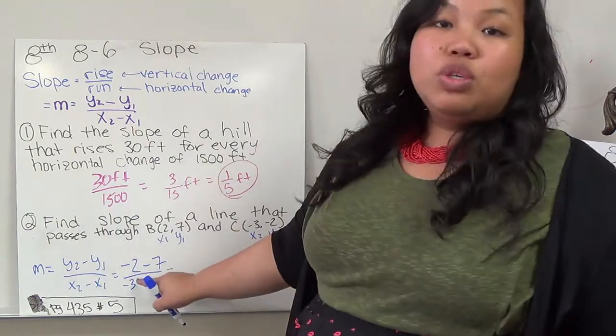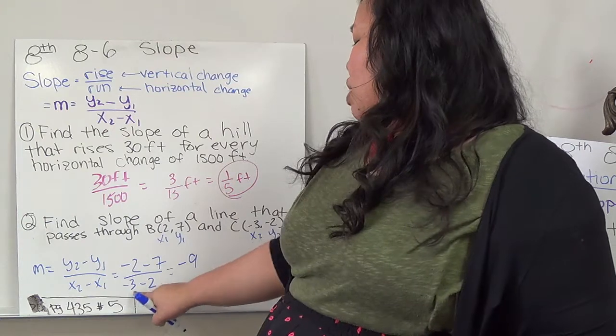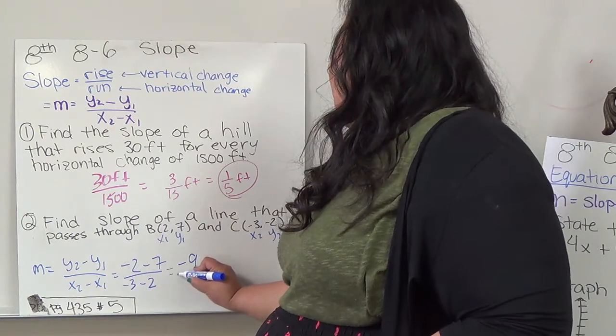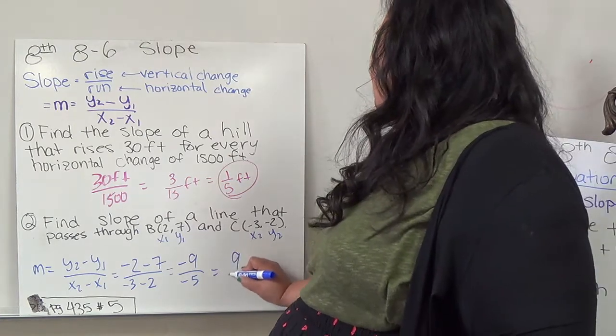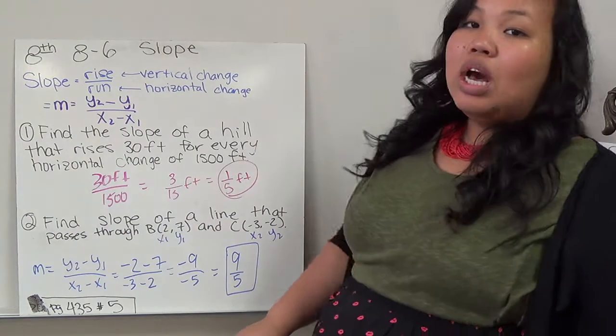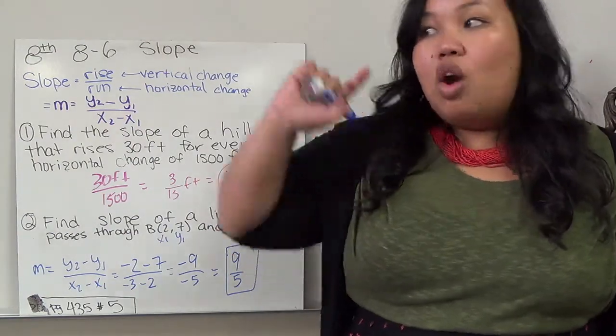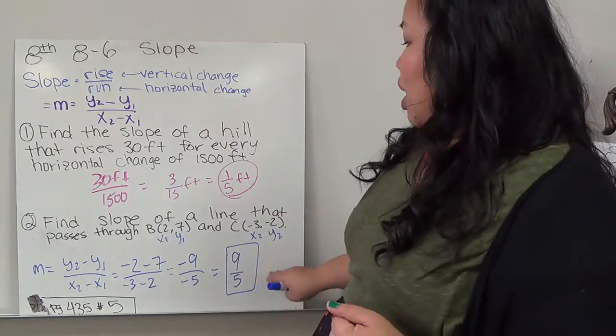So, negative 2 minus 7 is negative 9. Negative 3 minus 2 is negative 5. Because these are both negative, I can just leave it as 9 over 5. So that means my graph goes up 9 over 5, up 9 over 5 every time, and that's the pattern. Okay, and this is my slope.